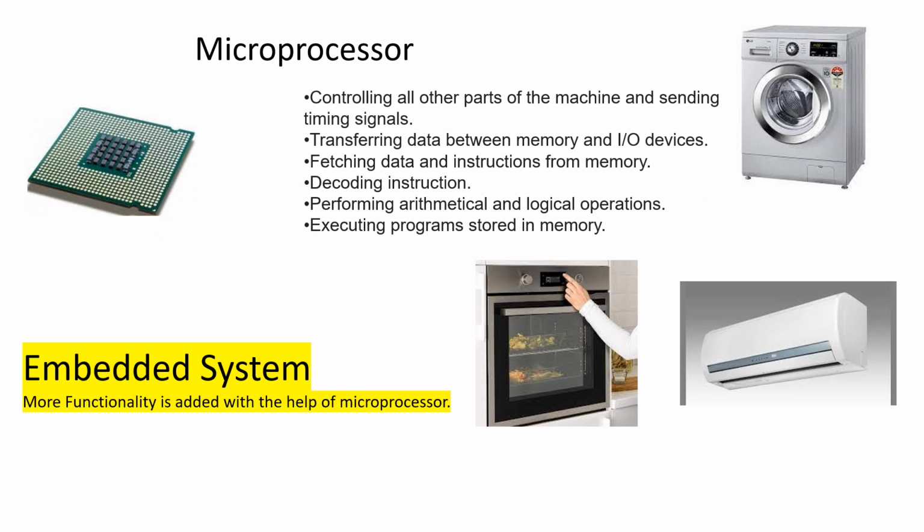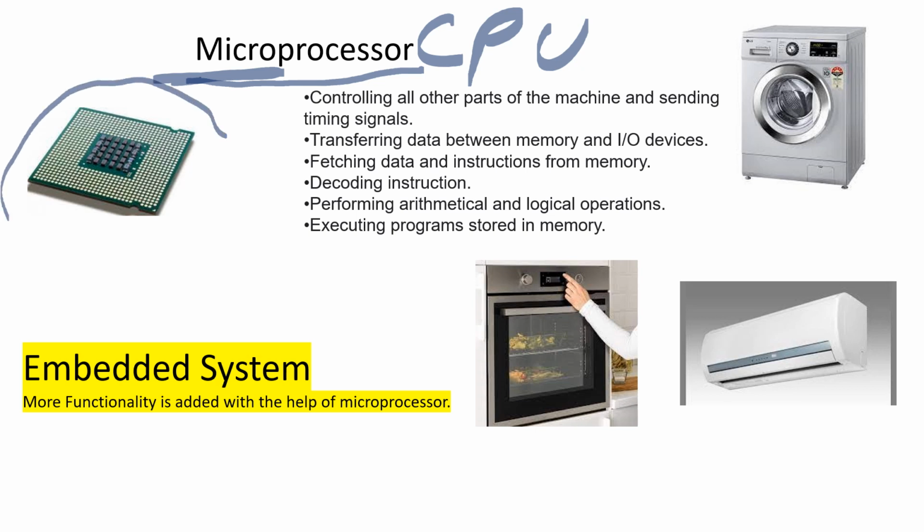Coming to the microprocessor, as the name shows, it has a processor or a CPU. Processor meaning CPU, which is micro in nature. The size is very small. So this is a figure for a microprocessor. It is mainly used to perform a particular kind of task.